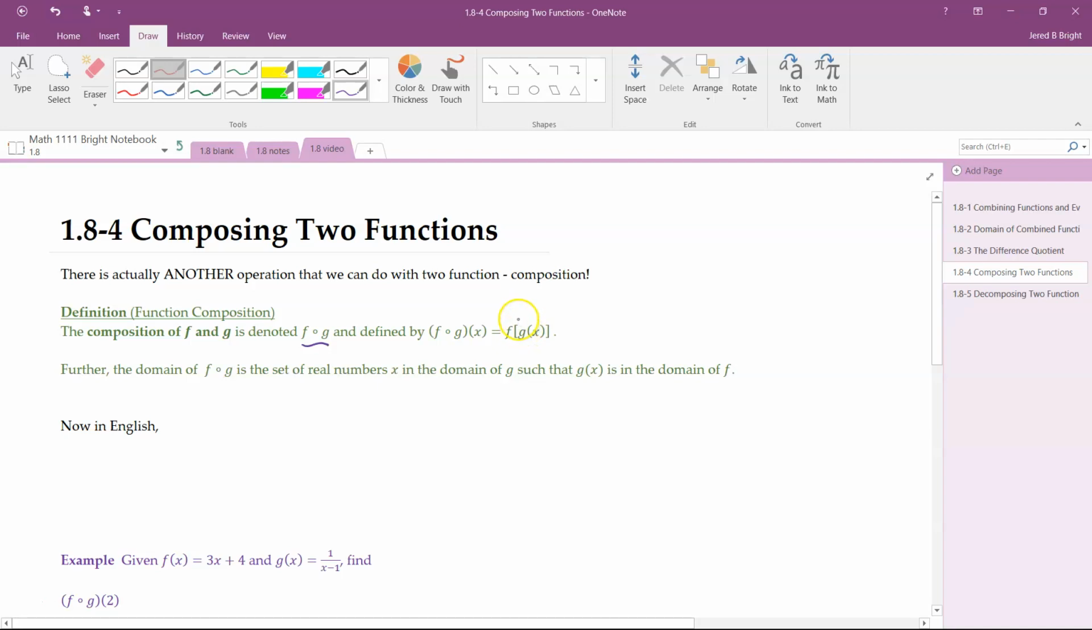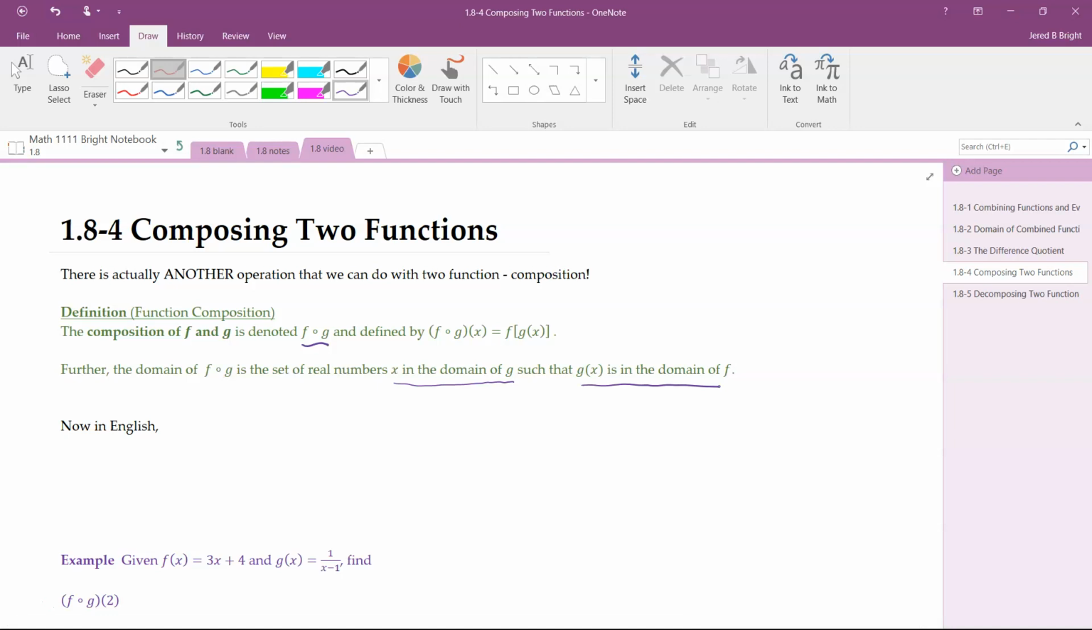When we do f composed with g, that's the language we use. It is saying into the f function we insert g of x. That's a little weird. And then when we talk about the domain, the domain is honestly the most complicated part of this entire process. It says it's the real numbers x in the domain of g, and we also need to check that g of x is in the domain of f. The language is weird.